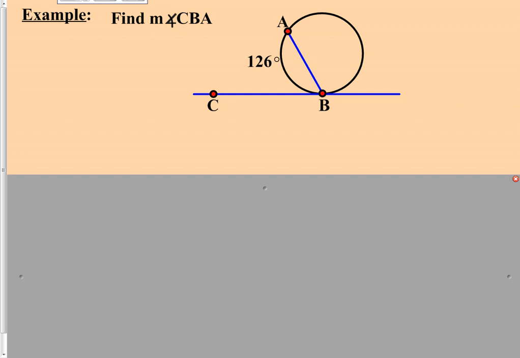In our example, obviously we have a circle, we have a tangent, and we have a chord. We are given one of the arc measurements. Arc AB is marked as 126 degrees, and we're told to find the measure of angle CBA.